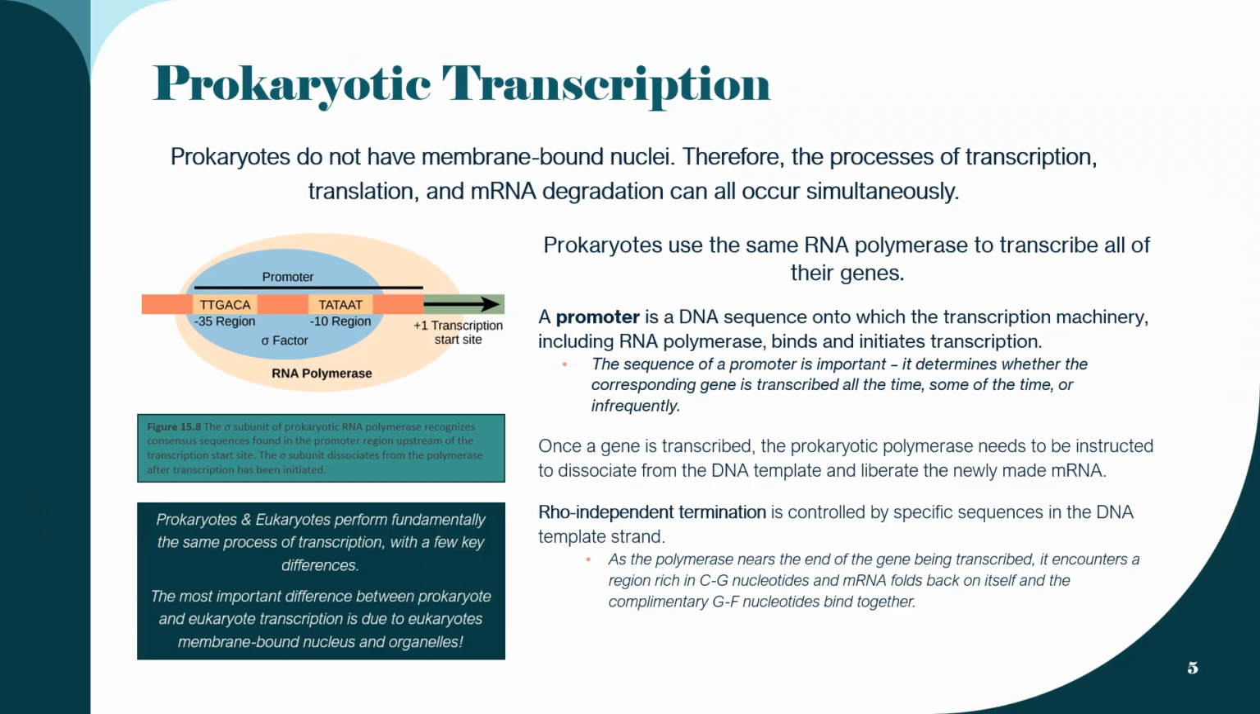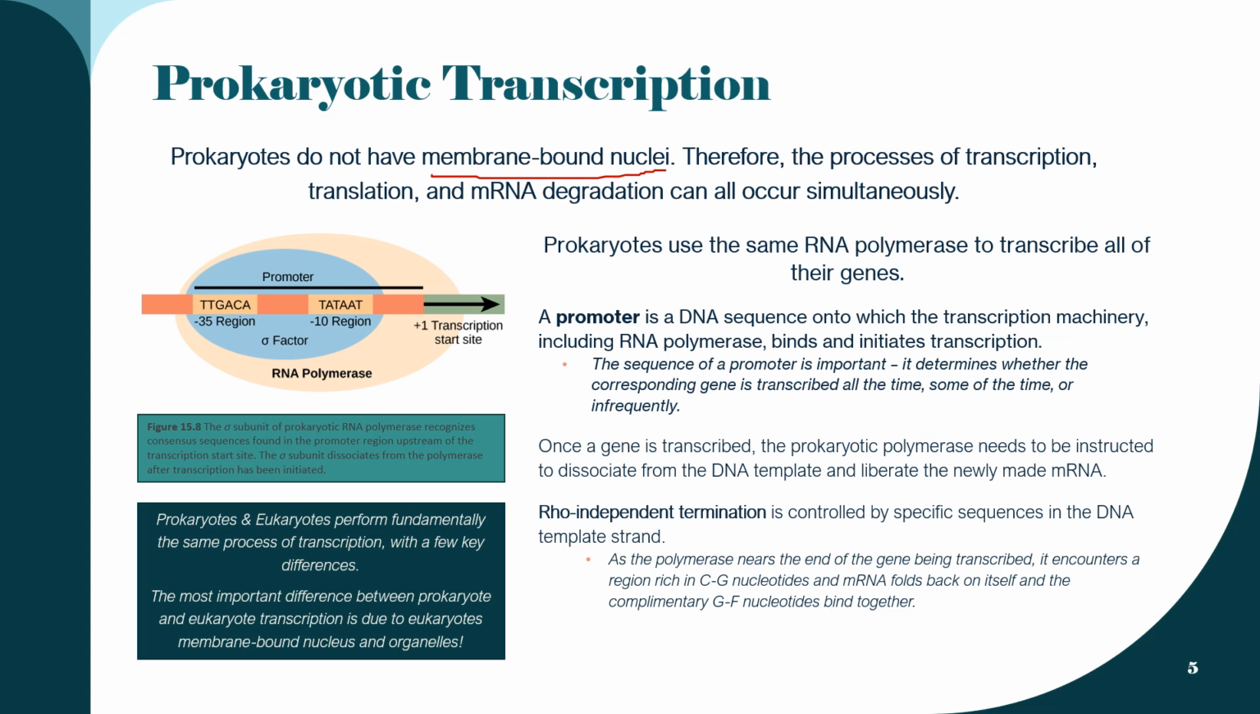Okay, so I know that in our objectives we talked about eukaryotic transcription and understanding that process, but first I want to talk slightly about prokaryotic transcription. Prokaryotes do not have membrane-bound nuclei, which we've heard about all class. That's one of the main things that separates prokaryotes, or bacteria, from eukaryotes, plants and animals. Therefore the processes of transcription, translation, and what we call mRNA degradation can all occur simultaneously, so happening at the same time in the same areas.